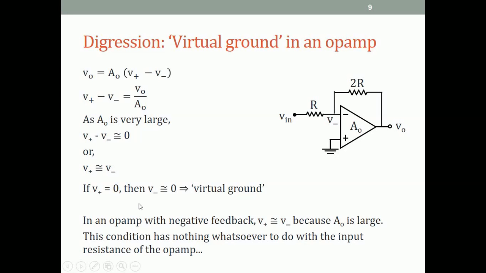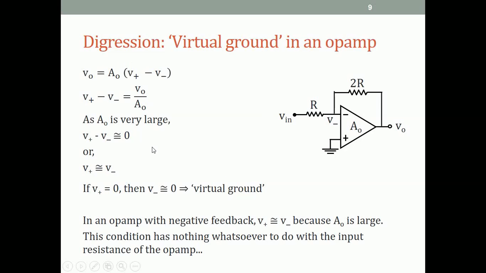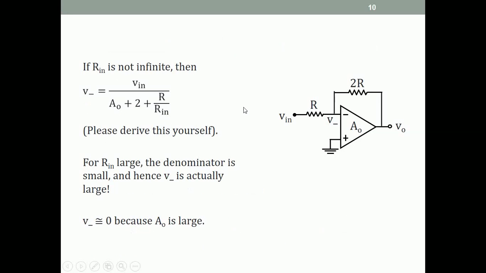Let's quickly look at the effect of the input resistance. So let's take the same circuit and let us say that the input resistance of the op-amp is not infinite. Here and before, I assumed it infinite. Let us say it is not infinite. I am not deriving this, I am asking you to derive it yourself. But if you find an expression for V minus of this circuit with an input resistance that is not infinite and a gain that is not infinite, you will get this expression. Please derive it yourself. It is simple, but it is important to derive.